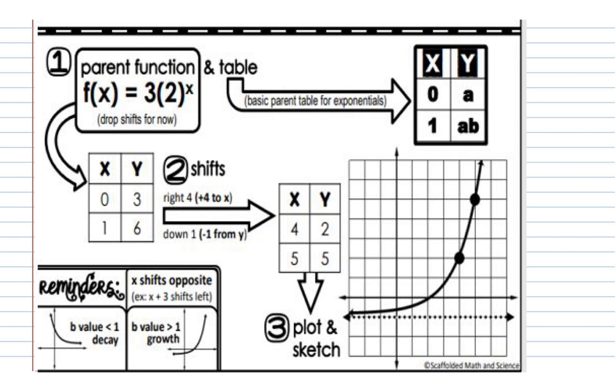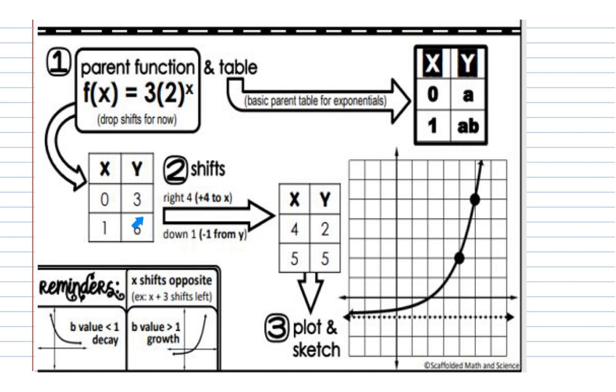Here in the example, they start with the parent function, and they're saying that the parent function includes the a's. That way, you don't have to do 3 tables. So these values, they're using 0 and 1 for your x. They plug in -1 into this equation and they get 3. Plug in 0 and they get 3. Plug in 1 and they get 6.